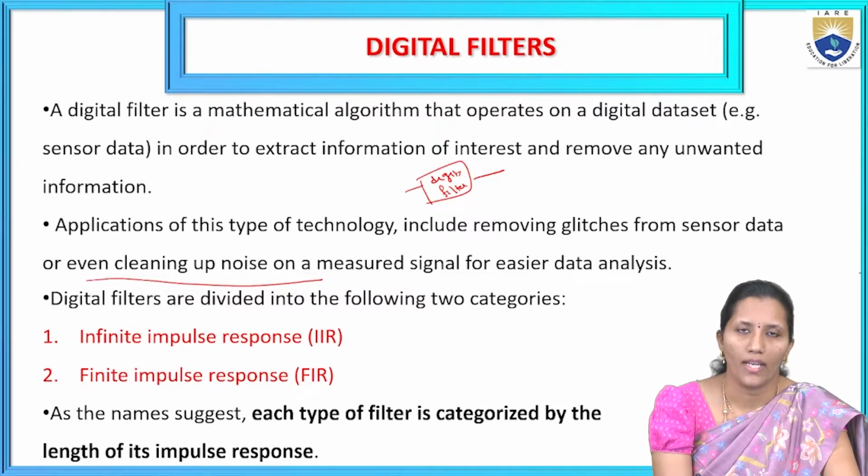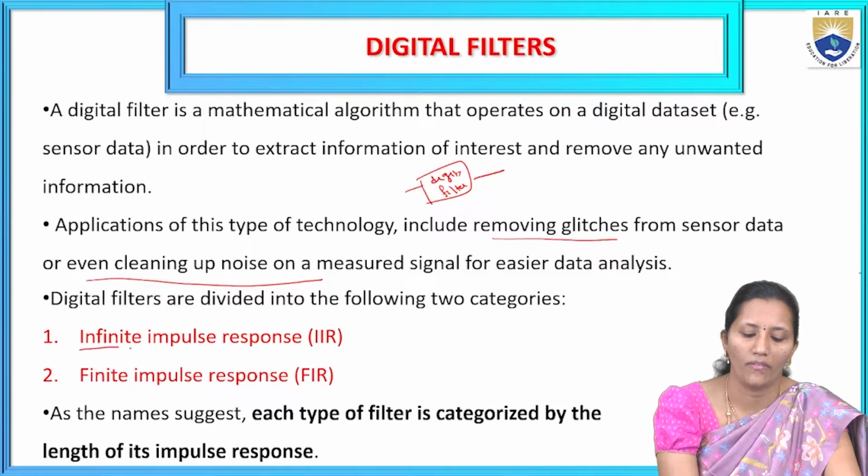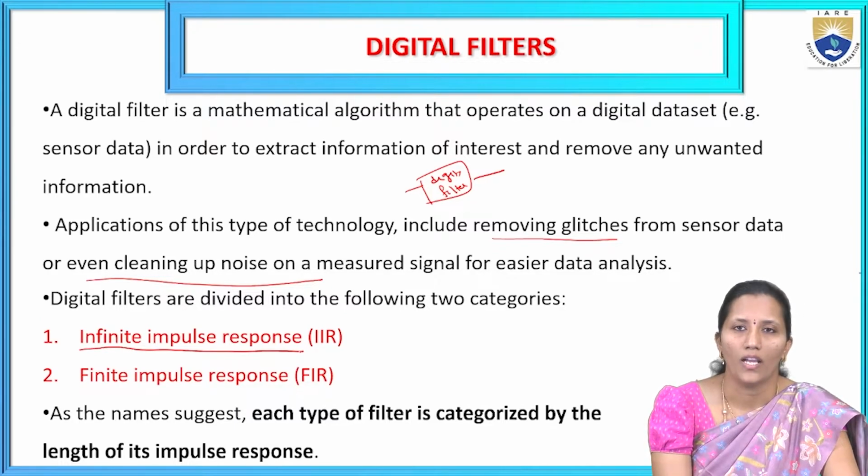So the main applications of digital filters are removing glitches from the sensor data and cleaning up noise. To remove noise also, we use these digital filters. The digital filters are of two types: IIR filter and FIR filter. IIR filter is nothing but infinite impulse response, and FIR means finite impulse response filters.